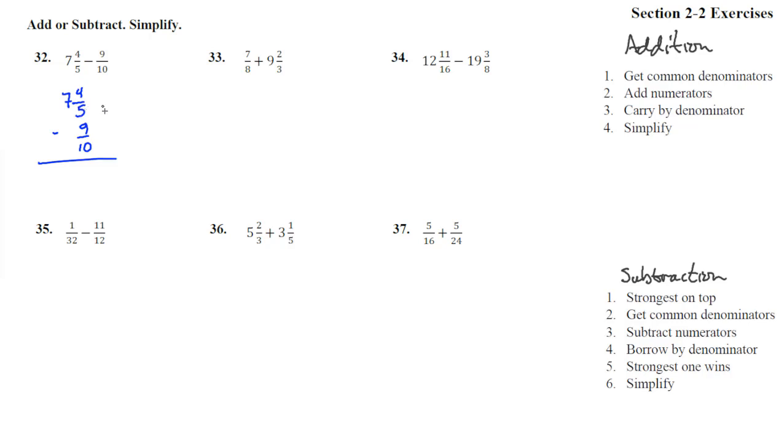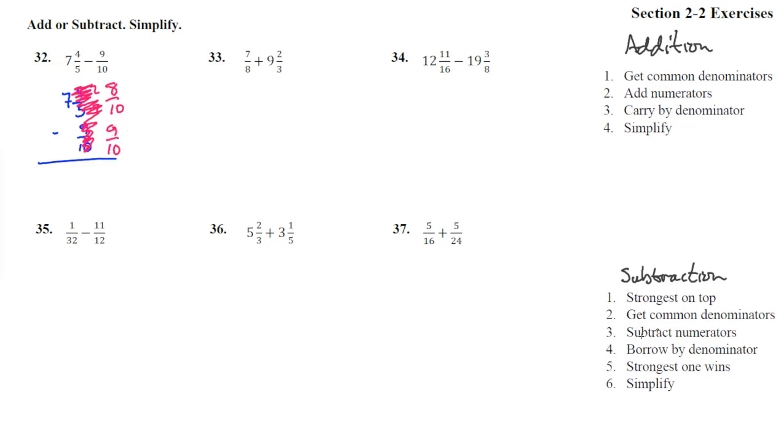5 times 2 is 10. Oh, look, we can make it just by changing the 5. That's great. So we times by 2, and we get 8/10. This guy doesn't have to change, but I'll write it again. 9/10. Scribble those guys out so they don't mess us up. And now we have 7 8/10 minus 9/10. Okay, so 8/10 minus 9/10.